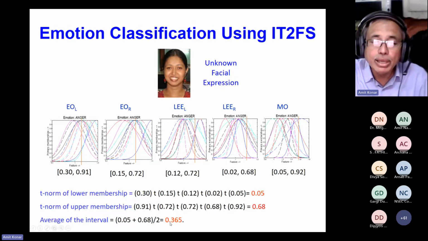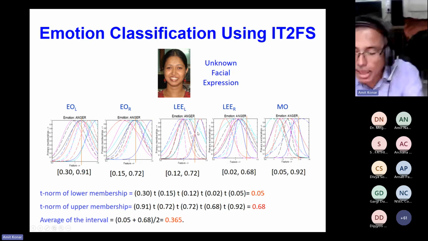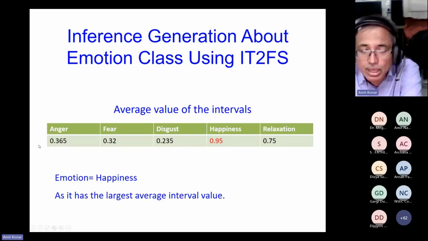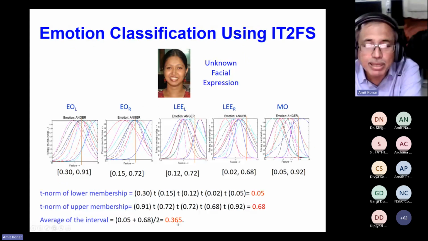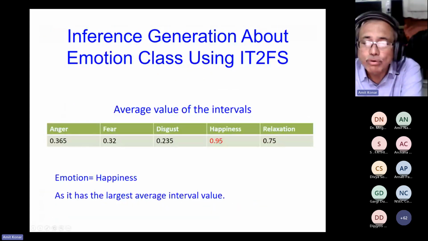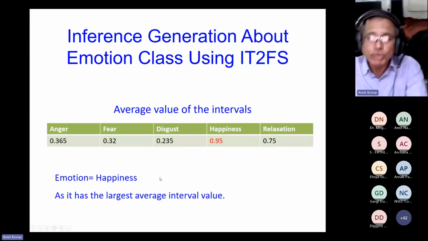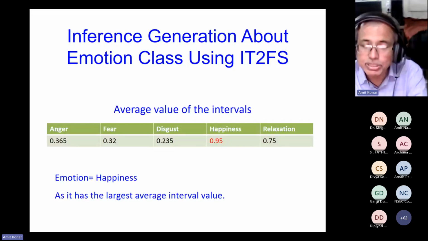Now we can evaluate the emotion of the same facial expression. For the same facial expression, we evaluate the emotion in the same manner for the other cases, happiness, fear, and others. If we do it for all 5 emotions, we get these values. For anger, we got 0.365. For fear, we got 0.32. For happiness, we got 0.95. So we say the emotion is happy. This is basically how we can recognize emotion from facial expression using interval type 2 fuzzy set.